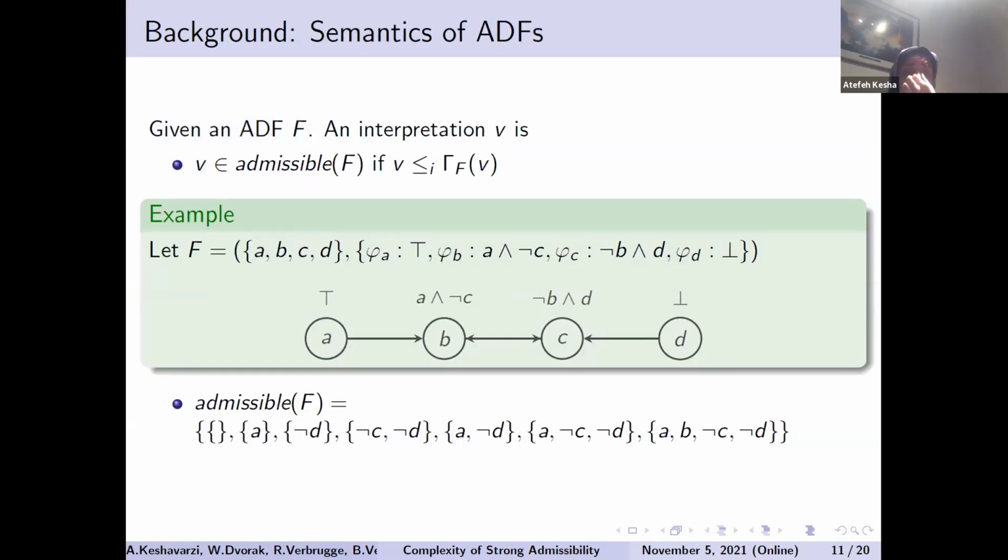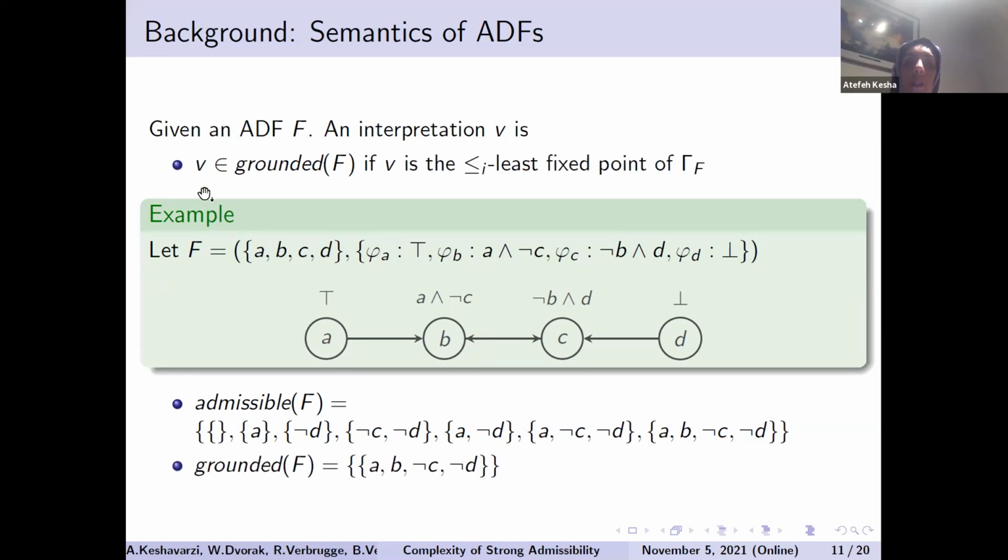Now I'm going to present some of the semantics of ADFs. For instance, an interpretation is called admissible if it doesn't contain any unjustifiable information. That is, if an argument is assigned to true or false after applying the characteristic operator over V, we have to have the same truth value for those arguments. Here you see the set of all admissible interpretations of these ADFs, and the interpretation is called grounded if it is the least fixed point of this characteristic operator. It means that the grounded interpretation presents the minimum information about the truth value of arguments in a way that no one has any doubt on the truth value of those arguments.